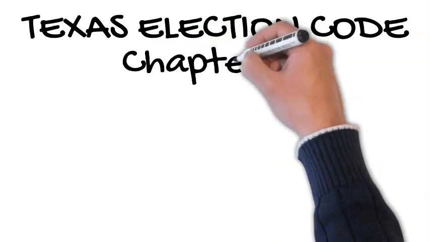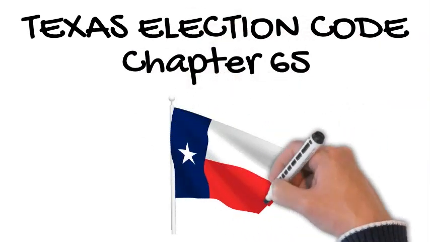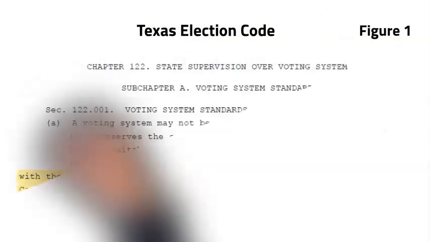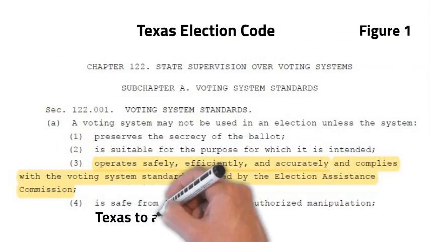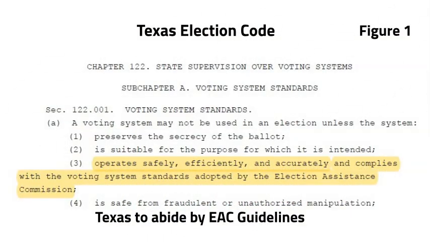This movement is made even more urgent because the Texas Election Code requires that any electronic voting systems follow EAC guidelines. Texas Election Code Chapter 122.001, Section A3, states that a voting system may not be used in an election unless it complies with the voting system standards adopted by the Election Assistance Commission, shown in Figure 1.